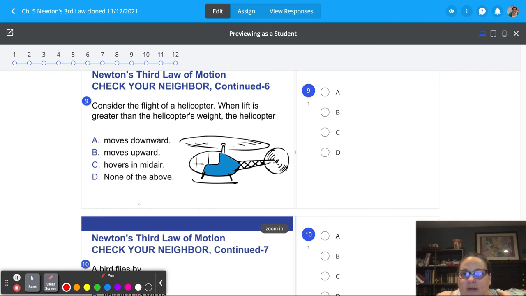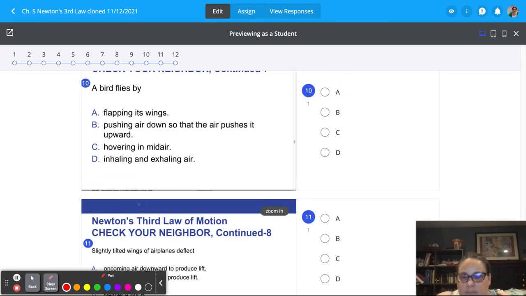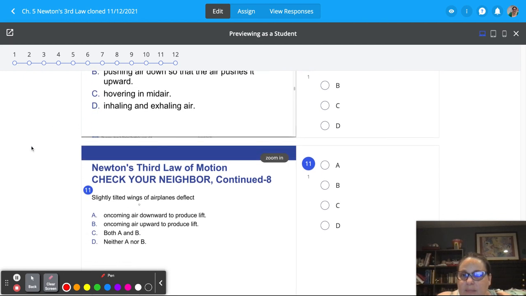Consider the flight of a helicopter. When lift is greater than the helicopter's weight, the helicopter what? So when the upward force is greater than the downward force, what happens to the helicopter? A bird flies by. Equal and opposite forces, action-reaction forces. Which one sounds like that?